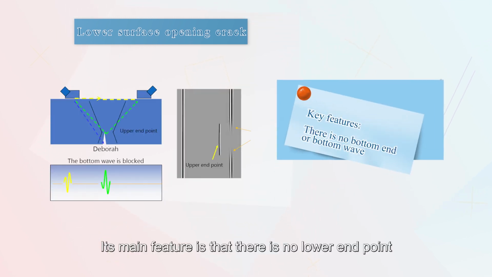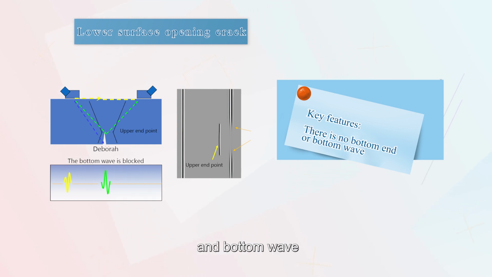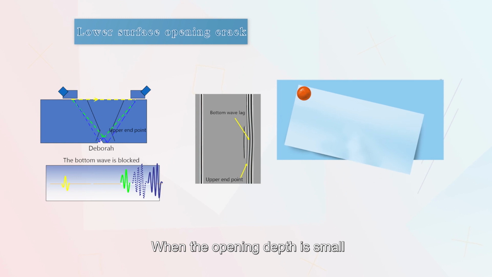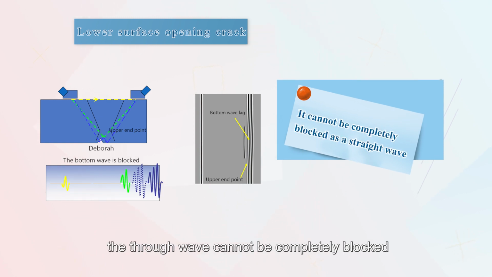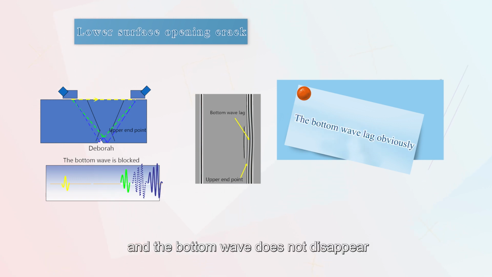2. Opening cracks on the lower surface. Its main feature is that there is no lower endpoint and bottom wave. When the opening depth is small, the through wave cannot be completely blocked, and the bottom wave does not disappear, but obviously lags behind, as the picture shows.